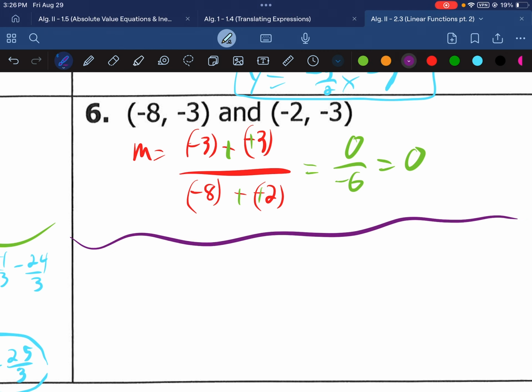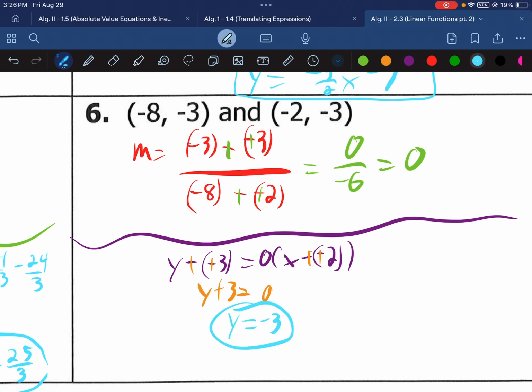Now, as I pick a point, I'm going to pick negative 2, 3 because it's smaller. y minus a negative 3 is equal to 0 times the quantity of x minus a negative 2. Change the signs, which you might automatically just start doing as you plug it in, and just plug it in as y plus 3 instead of y minus a negative 3. 0 times all of this will just be 0. We get 0x, which is 0, and we get plus 0, which is 0. So we get y plus 3 equals 0. If I subtract 3, I get y equals negative 3 as my answer.